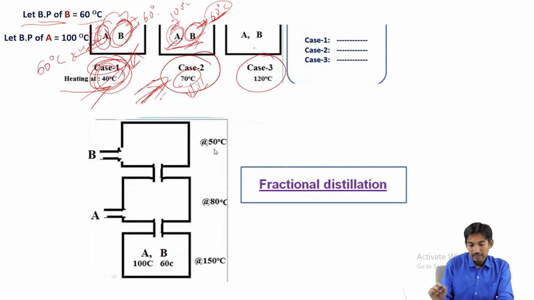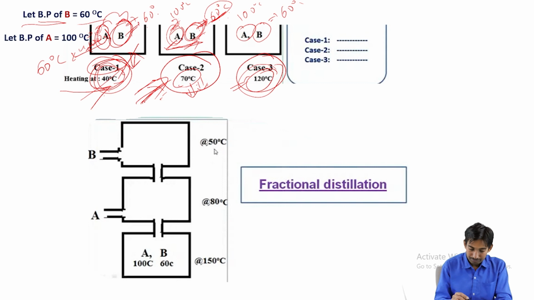In case 3, what happens? We are heating at 120 degrees centigrade. The boiling point of B is 60 degrees centigrade and the boiling point of A is 100 degrees centigrade. We are supplying heat more than the boiling points of A and B, so both A and B will undergo vaporization at 120 degrees centigrade. So A and B, these two, are in vapor form.